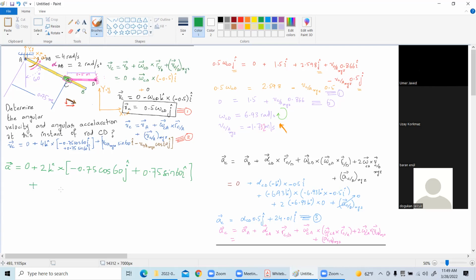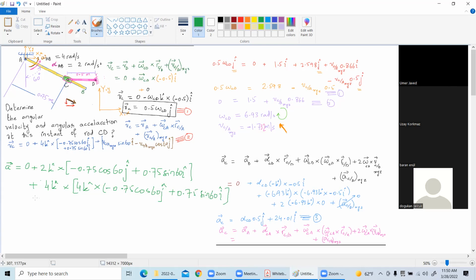omega CA. What is omega CA? 4K. Is omega CA different than omega AB? No. Good. Position vector. Okay. Now I will put another bracket. If I do not put a bracket, it will be wrong in the exam. So 4K multiply by the position vector of C with respect to A. I think it's a copy paste. How many agree? Oh, come on. 0.75 sine 60 I, good.